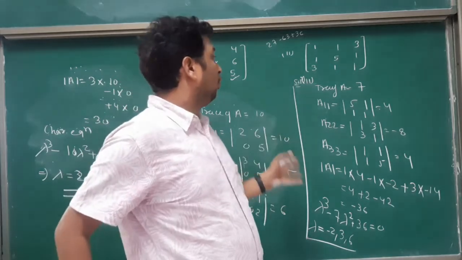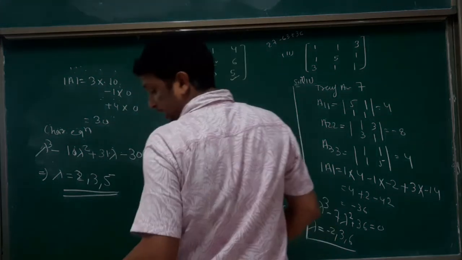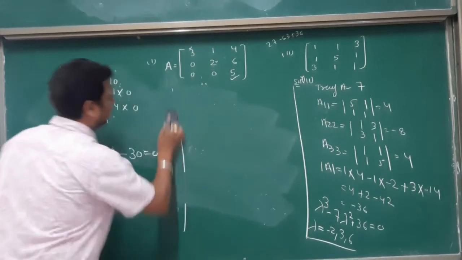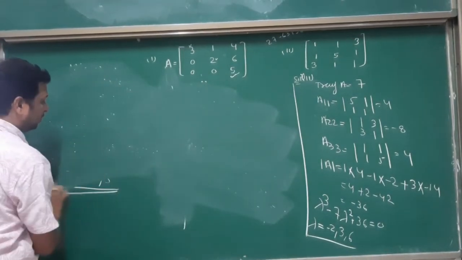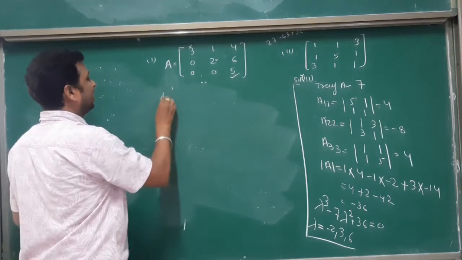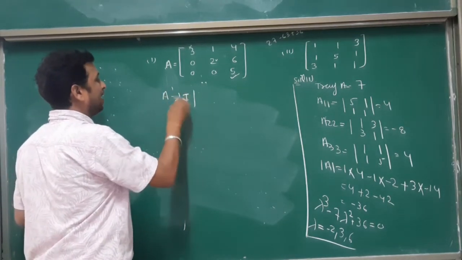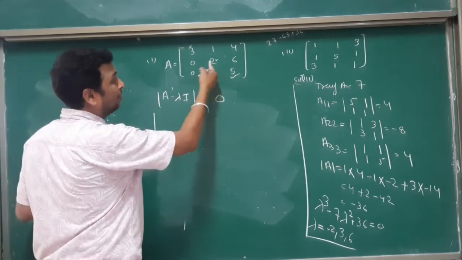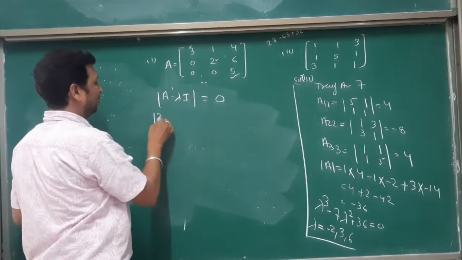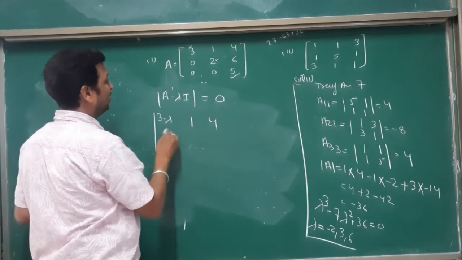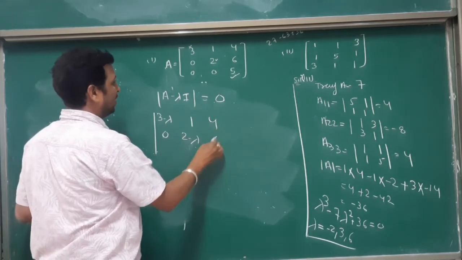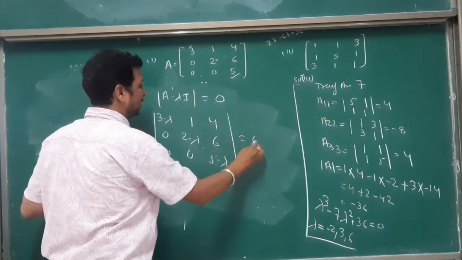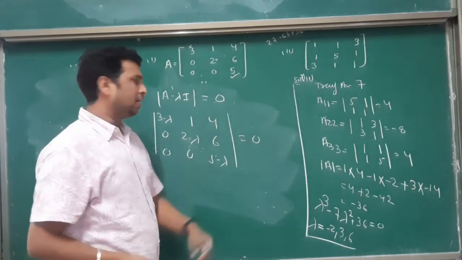For theory, which method can you go by? The determinant method. What is the determinant method? We have to write determinant of A minus lambda I equal to 0. It means the determinant after subtracting lambda from the diagonal. So 3 minus lambda, 1, 4, 0, 2 minus lambda, 6, 0, 0, 5 minus lambda, and take its determinant equal to 0.